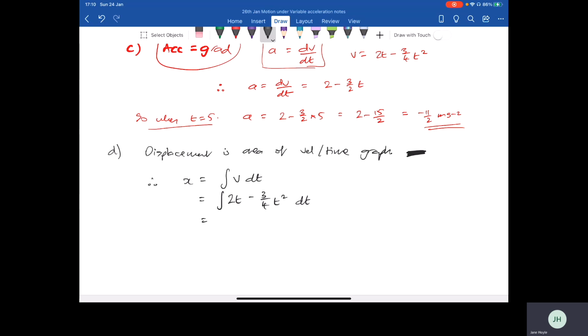When I am integrating, I increase the power, I divide by the new power. So I don't know, how do you write it? Do you use fractions, or you probably just halve it, wouldn't you? And then here I've got 3/4 t cubed. T cubed divide by 3. Okay, so that's going to make a third there.